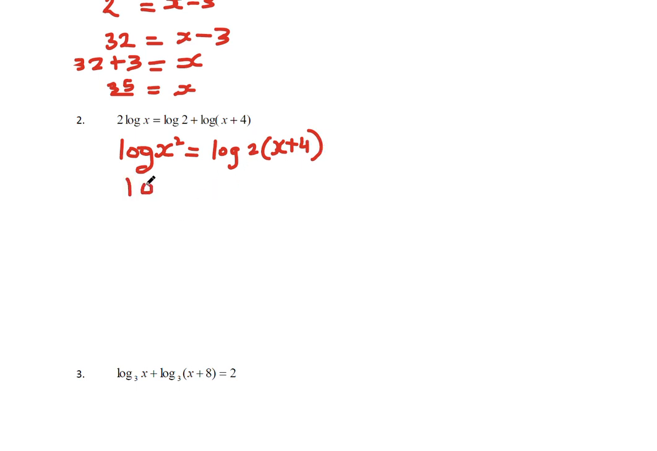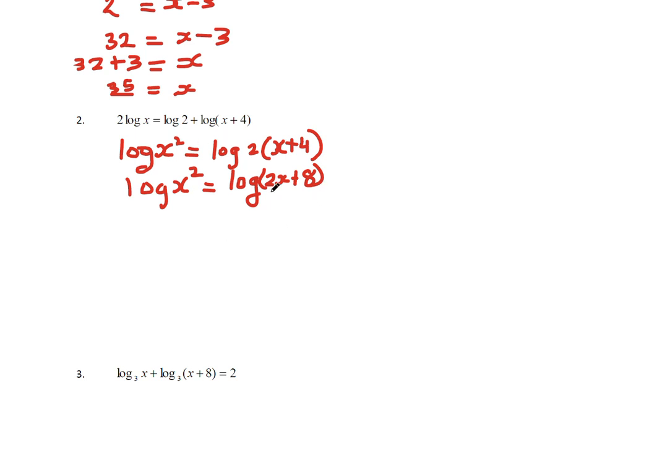So when we simplify this a little further, we get the log of x squared equal to the log of 2 multiplied by x, which is 2x, and 2 multiplied by 4, which is 8. So this becomes the log of 2x plus 8.